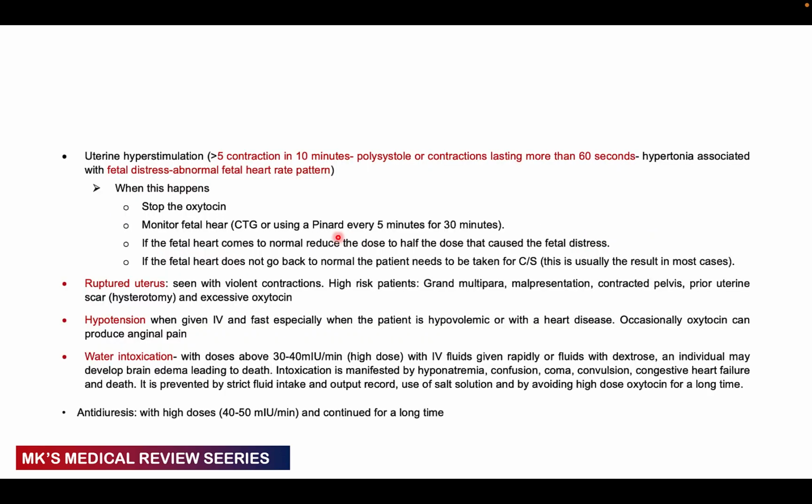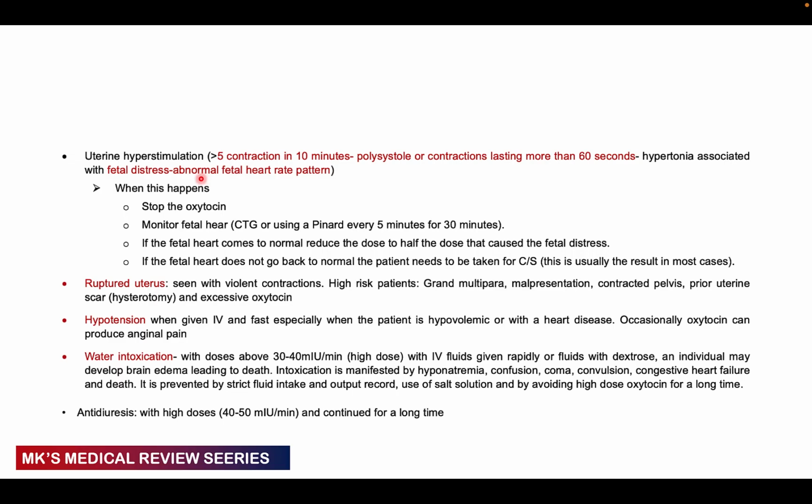So remember that oxytocin has certain side effects. Some of them are maternal side effects, which include uterine hyperstimulation, which could be either polysystole, where you have more than 5 contractions in 10 minutes, or you can have a contraction that's lasting longer than 60 seconds. We call that hypertonia, which is often associated with fetal distress, where you get this abnormal fetal heart tracing.